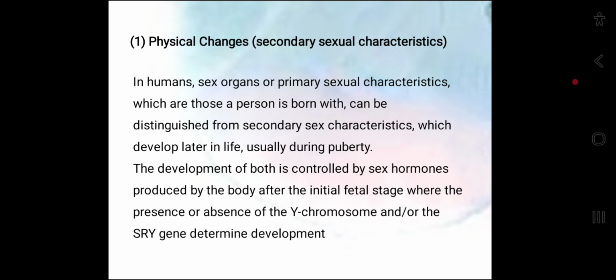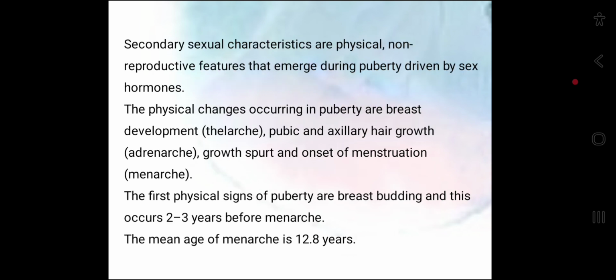As we mentioned earlier in the first lecture, the SRY gene, which stands for sex-determining region on the Y chromosome, and its presence or absence determines the type of gonad, either developing into an ovary in a female baby or into testes in a male fetus. Secondary sexual characters are physical, non-reproductive features that emerge during puberty, driven by sex hormones or sex chromosomes. So, secondary sexual characters are physical features not related to the reproductive capacity of that person.